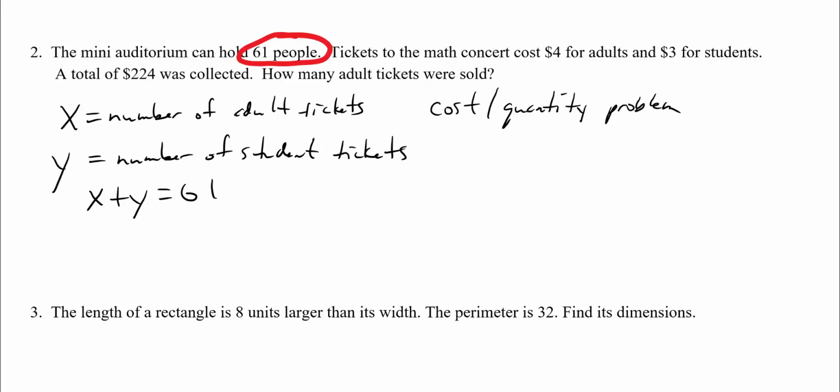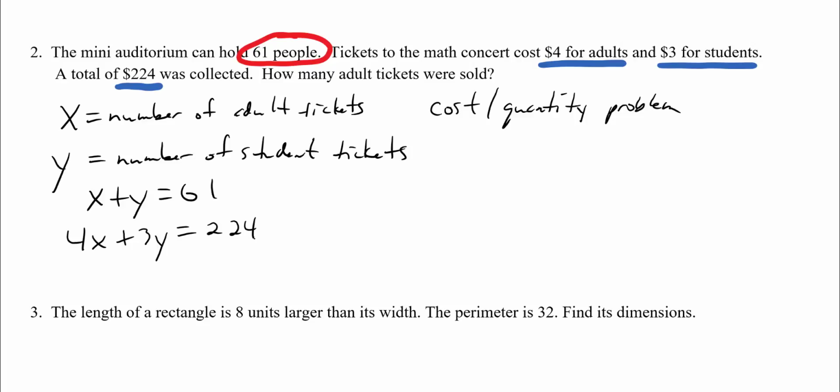Okay, the next thing is this. It's $4 for adults and $3 for students, and I collected $224. So the next equation is $4 times the number of adults plus $3 times the number of students. If I multiply all that out and add it together, I should get our total of $224. That's the setup for that. If you can't get that set up, you're not going to get this problem.